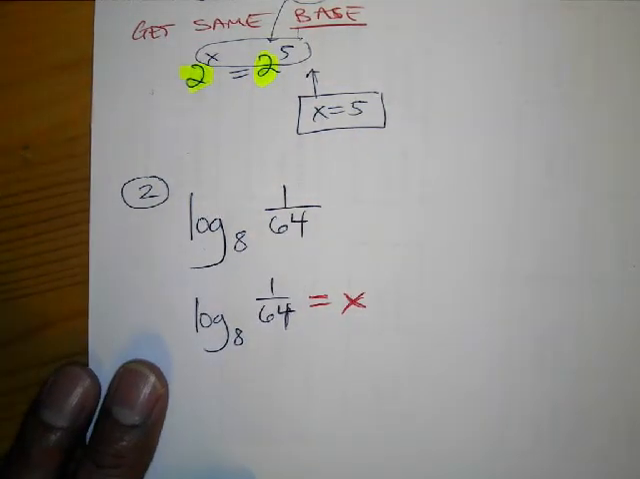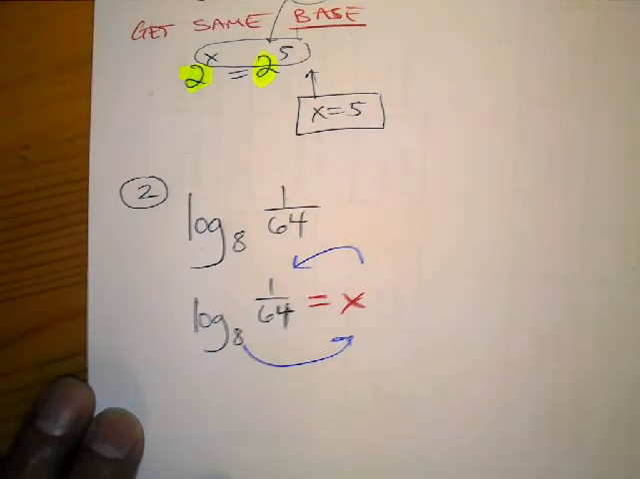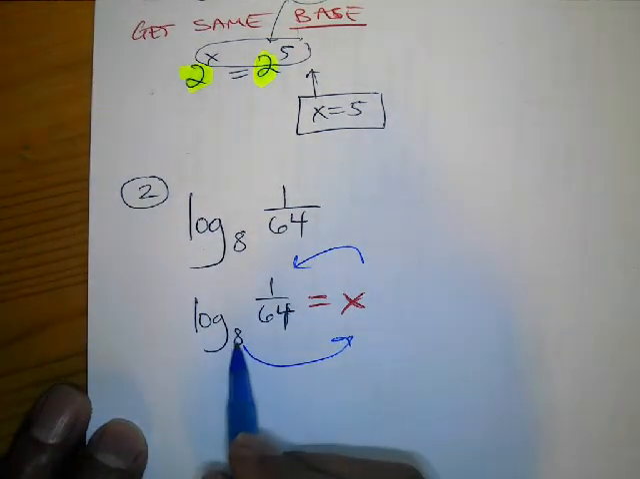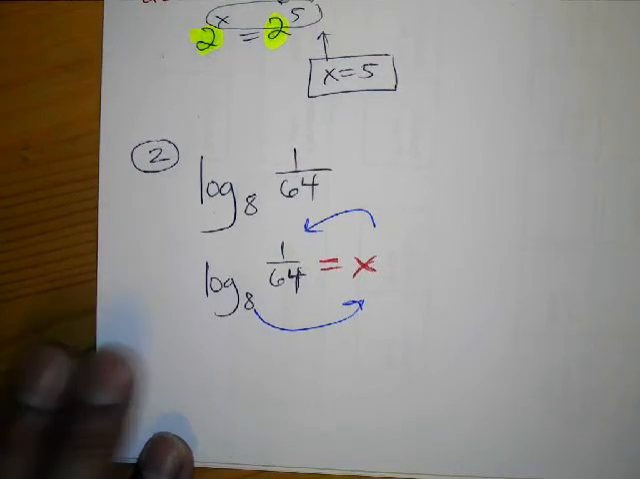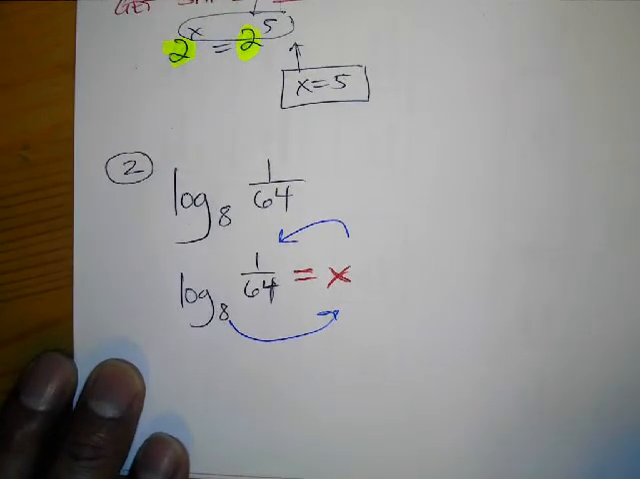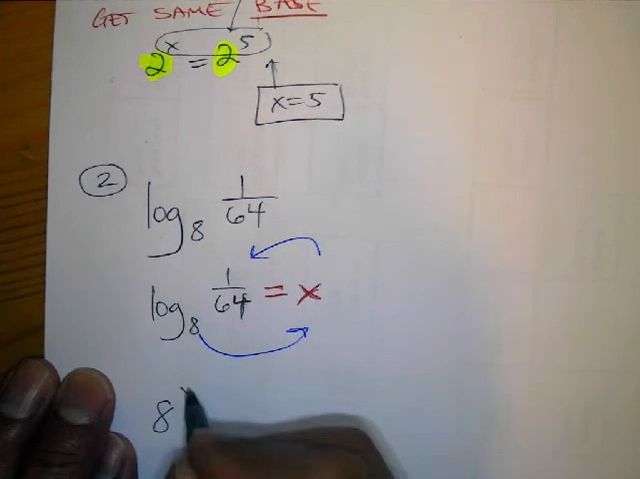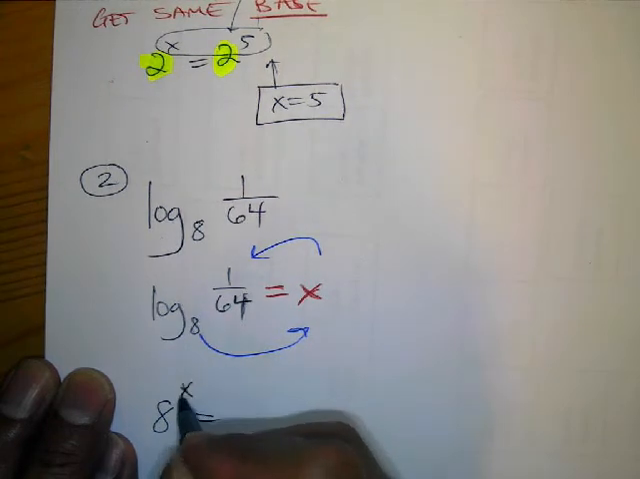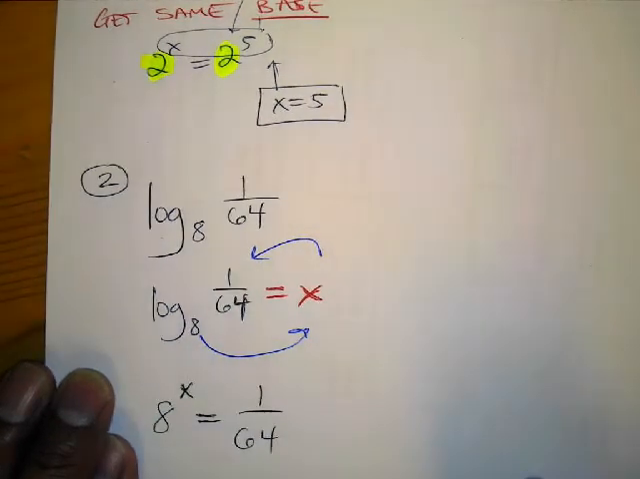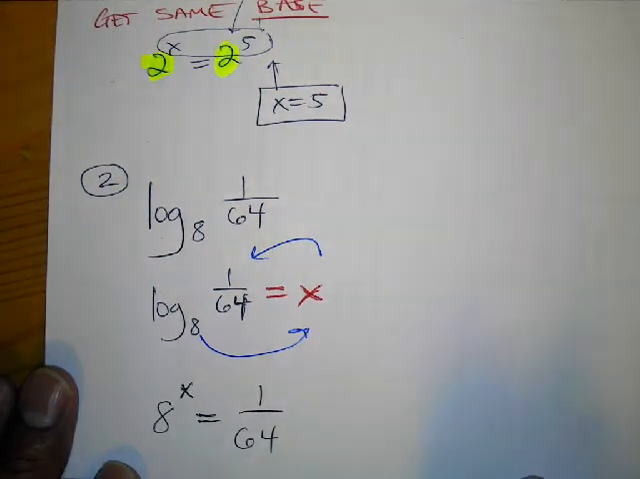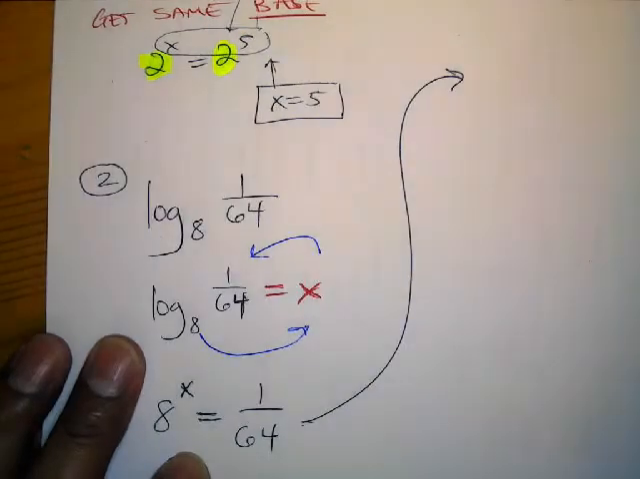Okay, so now we change it to exponential form, and then we do what? We do that business there, right? Counterclockwise, start with the bottom, counterclockwise. This now, in exponential form, is reading what? Well, now it's going to say 8 to the power of x equals 1 over 64, right? And let me move this up here.